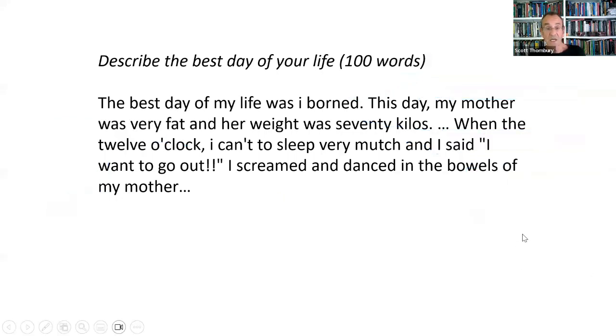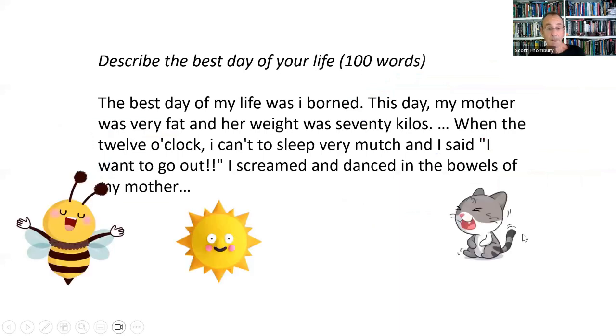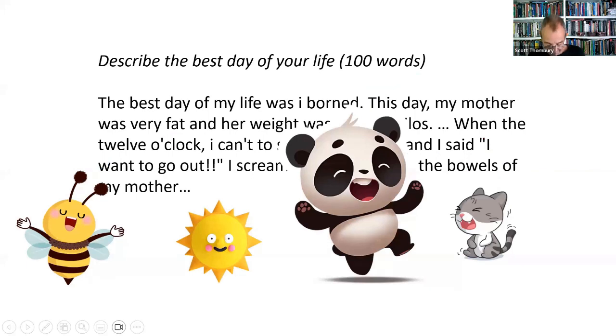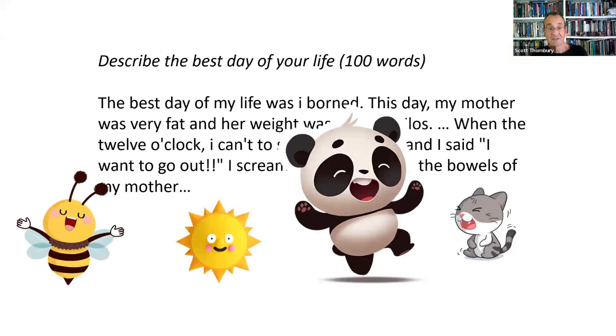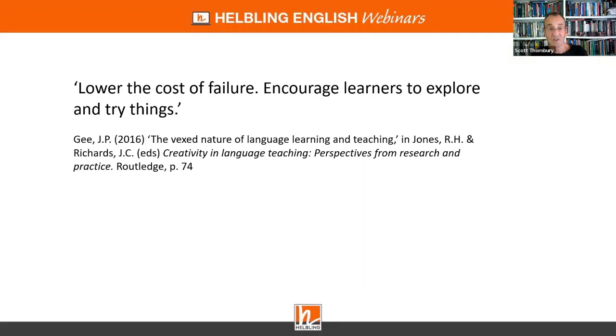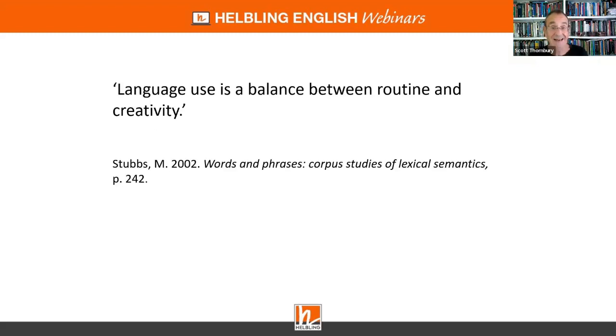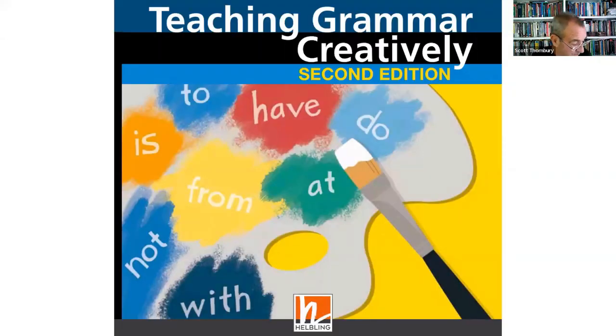Or you could respond to it like this. Because it's wonderful. It's wonderful. And because we need to lower the cost of failure, as James Paul Gee says, we need to encourage learners to explore and try things. We need to be able to say, it's okay. It's okay to produce a text like this. It's great. You've explored and you've tried things, because language uses a balance between routine and creativity. And that, my friends, is that.